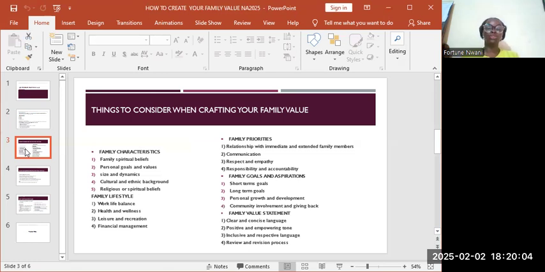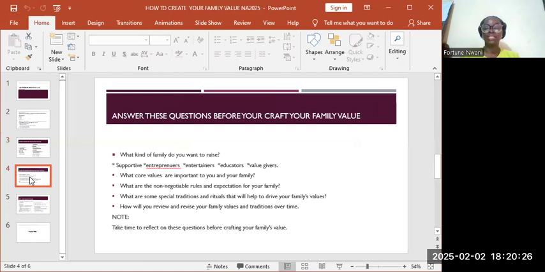And as your children move from one stage to another, you don't expect things to be the same when they enter their teenage years as when they were in their preteen years. So these are some of the things you need to consider when you want to craft your family's values. I will need you to take time to go through all this so that you know what is expected of you and can understand it better.